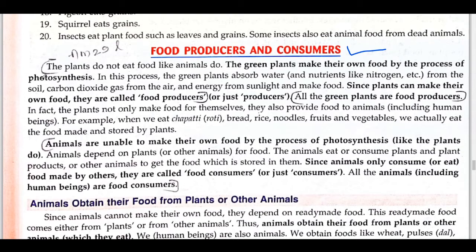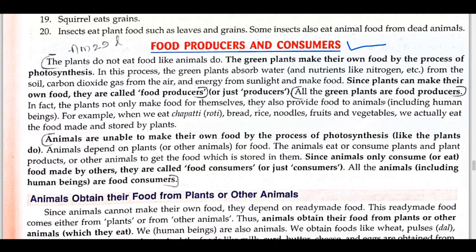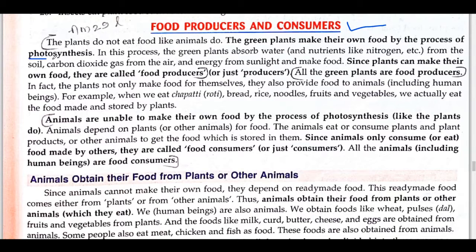Okay, so the green plants make their own food by the process of photosynthesis. Like we have seen, animals also eat plants, but plants never eat animals, correct? So how do plants make their food? By the process of photosynthesis, right? Since plants can make their own food, they are called producers. Okay, so those who make their own food, for example plants, are known as food producers. And all the green plants are food producers.